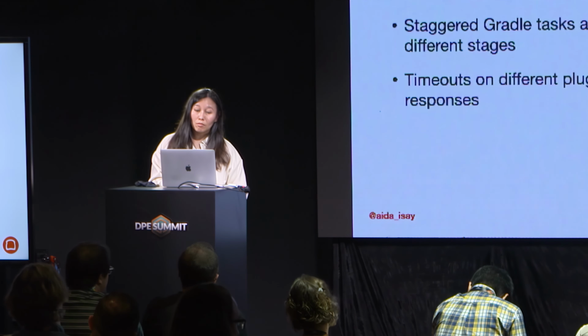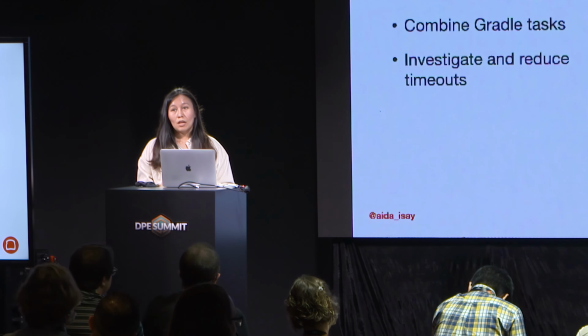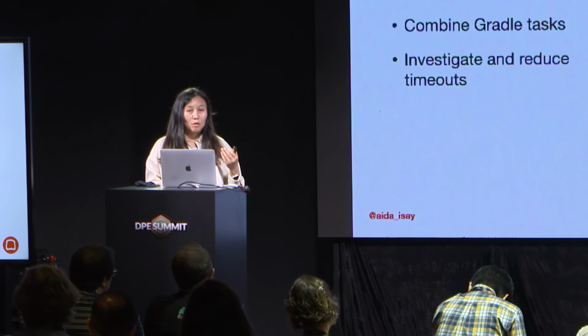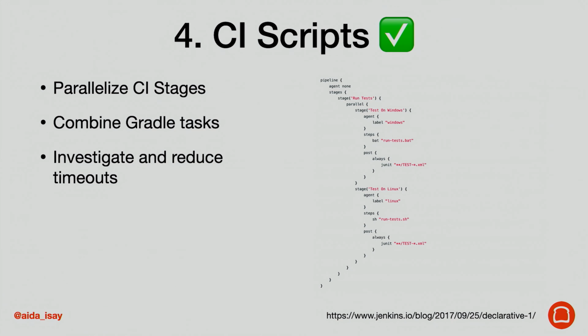So what we did, again, with addressing quick wins, parallelizing CI stages helped us a lot. We ended up combining Gradle tasks, helped us a lot there. And then we also started investigating and reducing timeouts across different plugins along the way. So those quick wins helped us to reduce our build times.